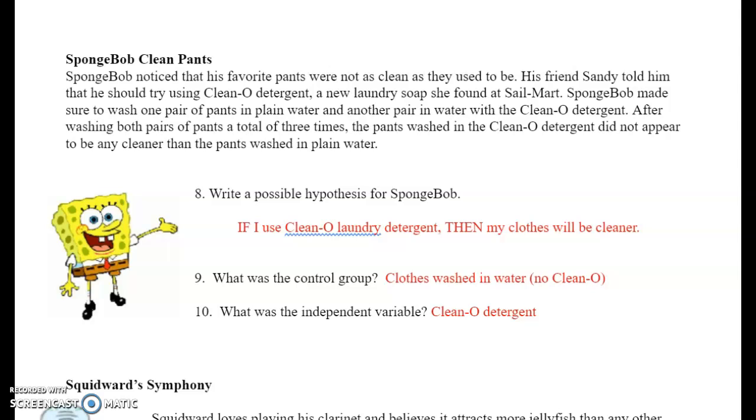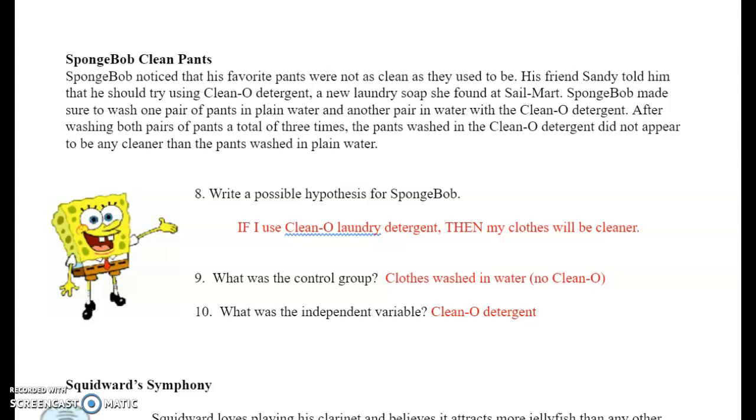So possible hypothesis, remember we always write it as an if-then statement. So like, if I use Cleano laundry detergent, then my clothes will be cleaner, right? That's a hypothesis he may have come up with. Or if I clean my clothes with Cleano laundry detergent, then they'll be cleaner. Something along those lines. The control group would be the group that didn't receive the Cleano detergent, so the clothes washed in plain water. And then the independent variable, what's changing between the control group and the experimental group, would be the Cleano detergent.